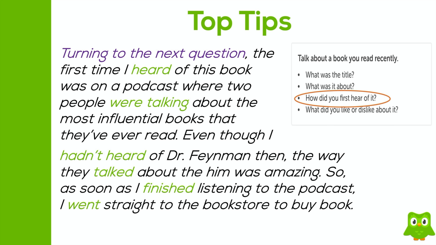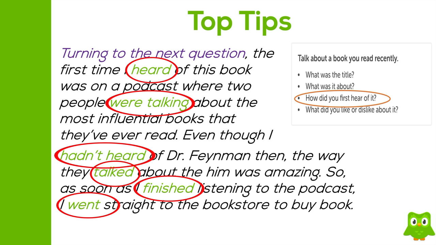So as you can see here, the question, how did you first hear of it, required an answer using the past tense. But I started off by saying, turning to the next question. Remember, this was a transition word. This is a good way to move from one question to the next one. And then throughout my answer, I used the different past tenses. Heard is a simple past tense. Were talking about is the past continuous. Hadn't heard was the past perfect, and talked, finished, and went are the past simple. Definitely practice using all the different past tenses in a story like this, because it'll help you get a higher score in grammatical accuracy and complexity.